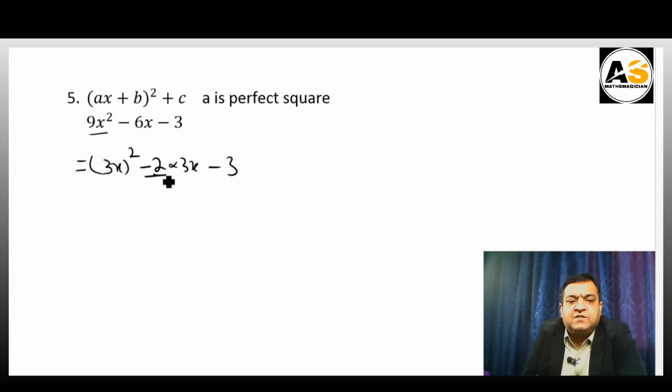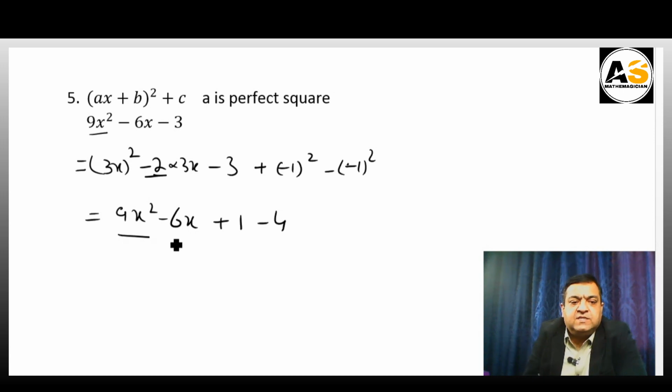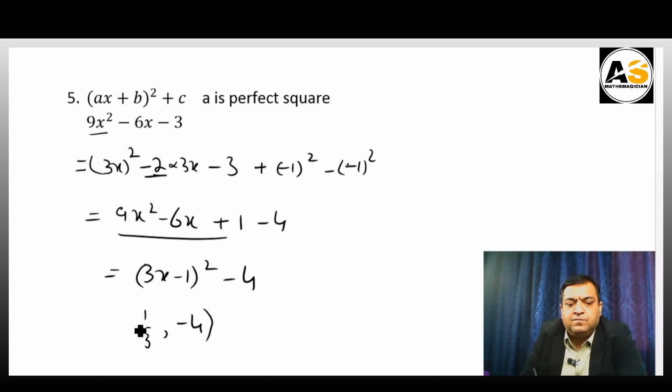Now what is half of this coefficient? Minus 1. Its square will be added and subtracted. We will get 9x square minus 6x plus 1 and minus 4. This is 3x minus 1 whole square minus 4. Its minimum value now, because coefficient of x square is positive, its minimum value will be at x is equal to 1 by 3, and that will be minus 4.